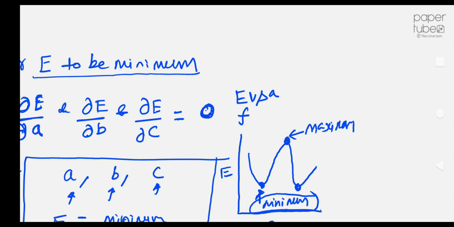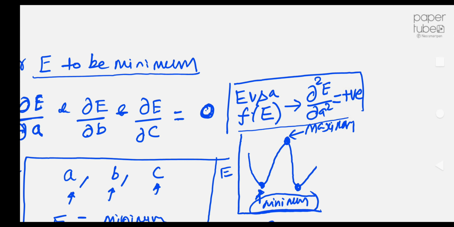Let's say a function which is a function of E, and if we take the second partial derivative, d squared E with respect to dA squared, that value should be positive. So what does that mean? It means if this value is positive, then E is minimum. This is something that we can prove.